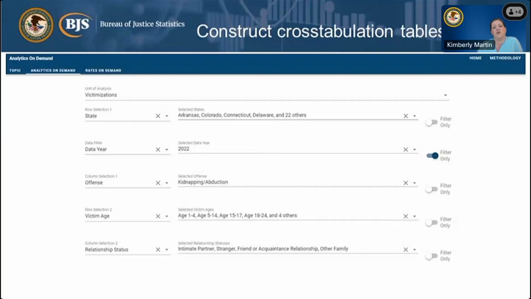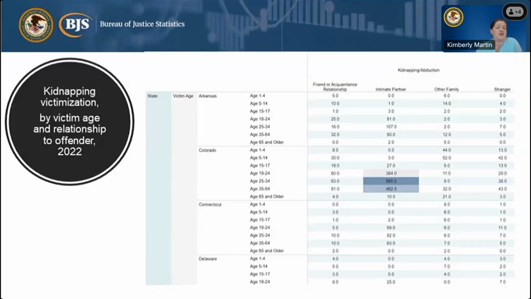And what you can see right here is that I've gone in and selected victimizations. I've just gone ahead and selected a wide variety of states. I think I've got all my full reporter states there: Arkansas, Colorado, Connecticut. And I've selected 2022, and I've looked at kidnapping and abduction. That's something that's not measured in the NCVS. It's a crime for which people, I think, have a little bit of concern when it maybe involves young children. Well, you can quickly go in here and look at kidnapping victimizations by age and who the victim-offender relationship is, and generate a custom table for yourself.